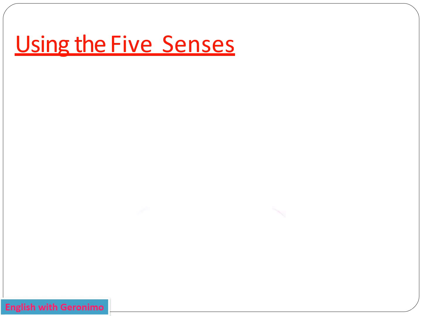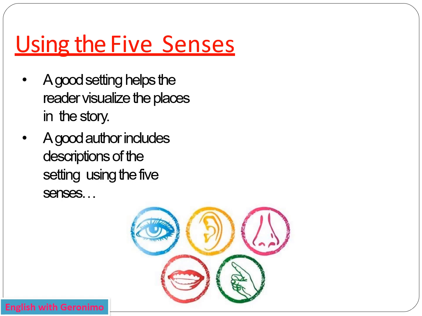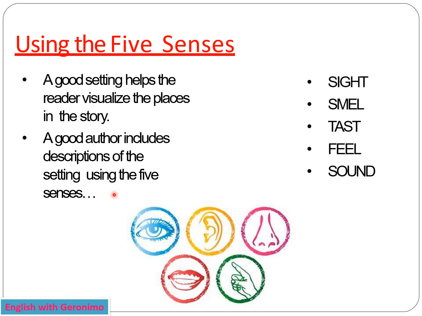Now, using the five senses, we could give a good setting that helps the reader visualize the places in the story. A good author also includes descriptions of the setting using the five senses. So we could use these five senses: sight, smell, taste, feeling, and sound.